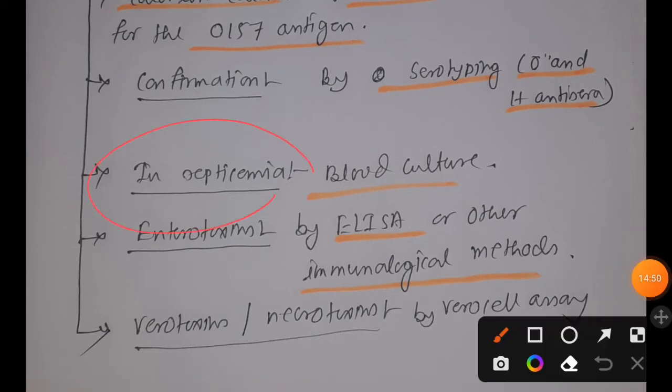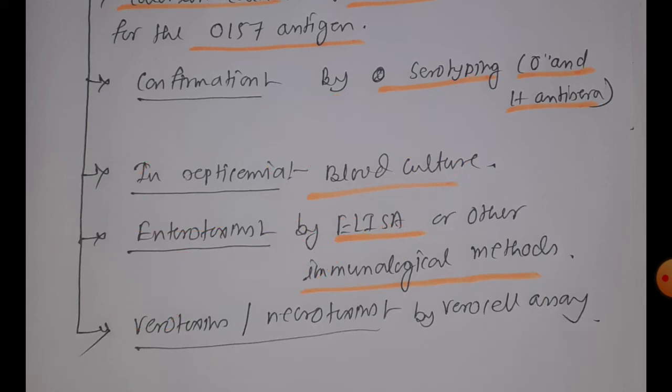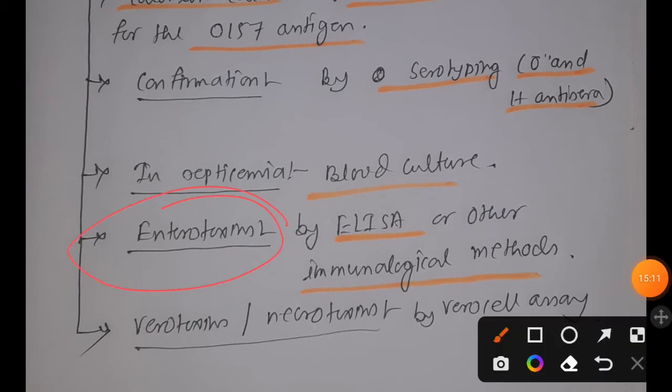And in septicemia we can do blood culture, because I have told you that when bacteria are present in the blood circulation it is called bacteremia, and when they are multiplying inside the blood circulation, septicemia occurs, right? So we can do blood culture to find out whether bacteria are present or not. We can also detect those enterotoxins by ELISA or other immunological methods, and for detection of the verotoxin or necrotoxin we can take the help of Vero cell assay.